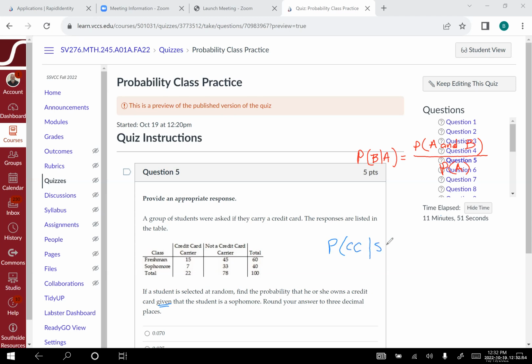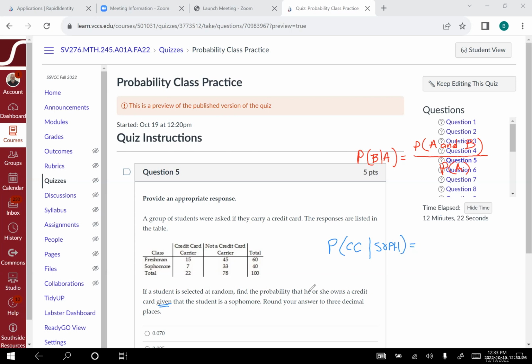And I think on this one, after we finish it, I'm going to reverse the order of sophomore and credit card to show you it's not the same thing. You get a different answer. The probability of owning a credit card given you're a sophomore is not necessarily the same as the probability of being a sophomore given you own a credit card. So the order is important. You have to make sure you get this in the proper order.